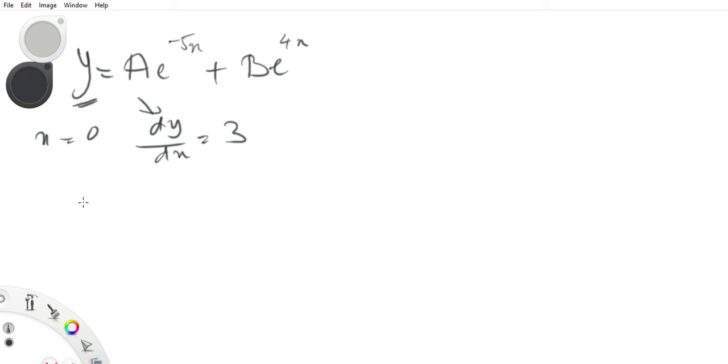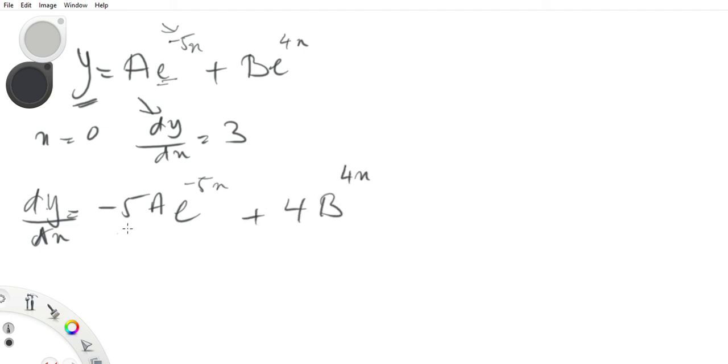And to differentiate this, well, dy dx, the rule for exponentials is that you just multiply the number at the top to the front. So you have minus 5a e to the minus 5x plus 4b e to the 4x. You've differentiated it here. Now I can apply these two things into this equation. I can replace this with 3, and I can place x as 0 now.